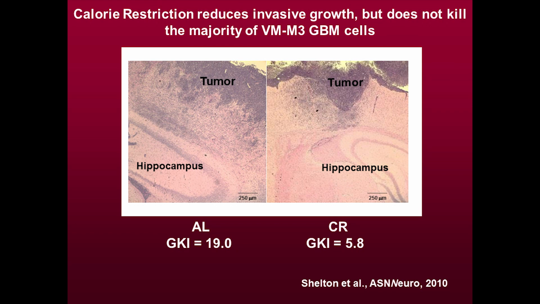Now, what it did do is it significantly reduced invasion. So the invasive properties of the tumor were markedly reduced, but we weren't killing the majority of the tumor cells. Why are these guys surviving when we're throwing the kitchen sink at them? And we threw temozolomide at this guy too. We couldn't stop it. Do you think it could be the glutamine?